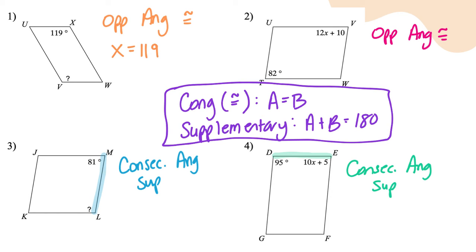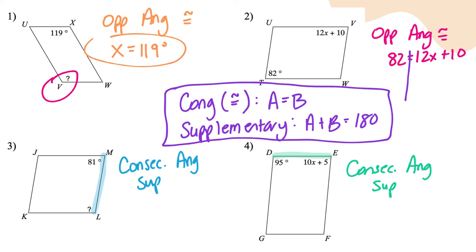So since opposite angles are congruent, I'll take my question mark, I'll call it x, set it equal to 119, and there's nothing left to solve for, and so x equals 119, and that's that measure of that angle V. For number 2, once again, opposite angles are congruent, but now we have something to solve for. So I'm going to say 82 equals 12x plus 10. Then I'm going to go ahead and solve my equation.